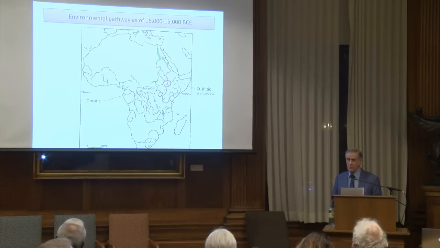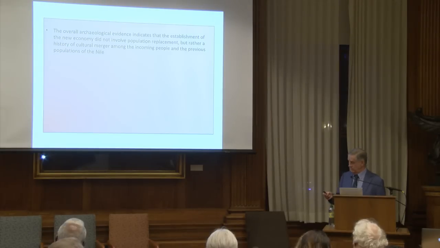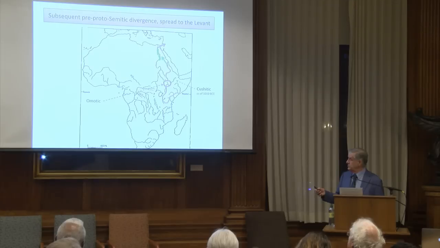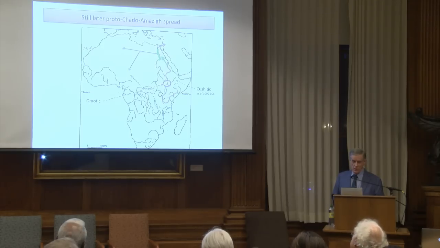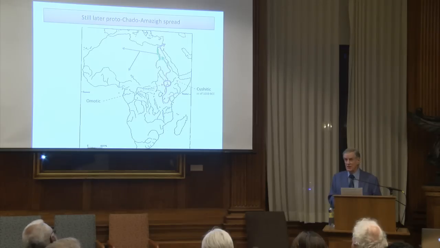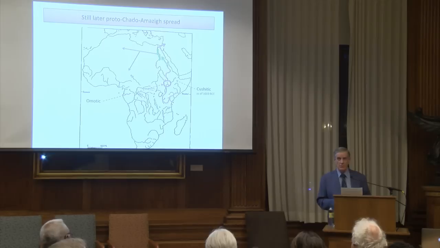Now, just to go back briefly before we take ourselves back into Egypt, back to the two subsequent eras of divergence, as we've seen, there's the movement of taking a very, very early language that's much, much later going to evolve into Proto-Semitic. And we also have the later, still later expansion westward, the Sahara. I think we're going to demonstrate eventually that the Chadic and Amazigh movement was connected with the rise of the Holocene wet phase.